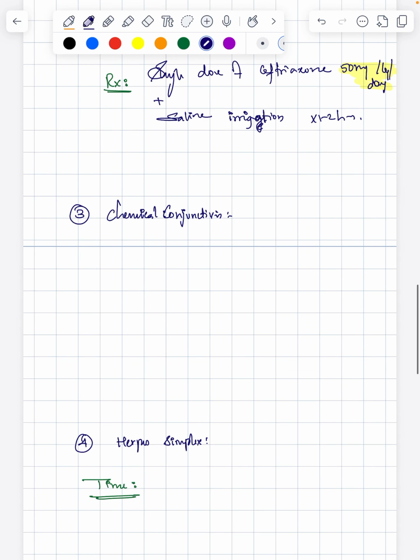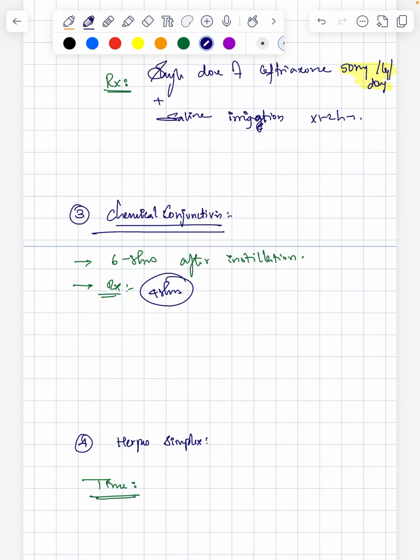Next is your chemical conjunctivitis. This is caused by instilling your prophylactic agent, that is your 1% silver nitrate. So the child can have a red eye with some swelling of the eyelids. It will occur 6 to 8 hours after the instillation of your topical prophylaxis. And what is the treatment? You have to withdraw the topical application. After 48 hours of withdrawing your topical application, the child will return to its normal state.